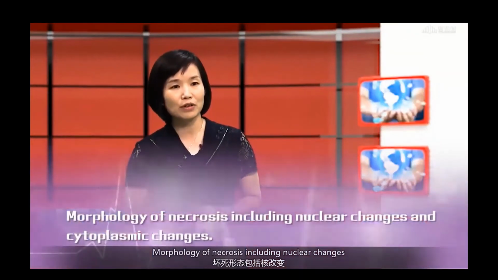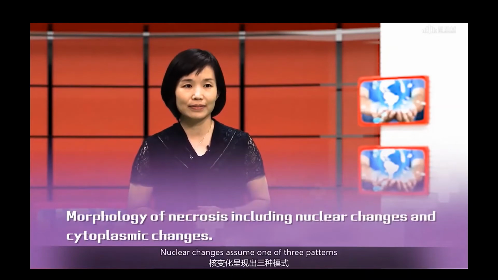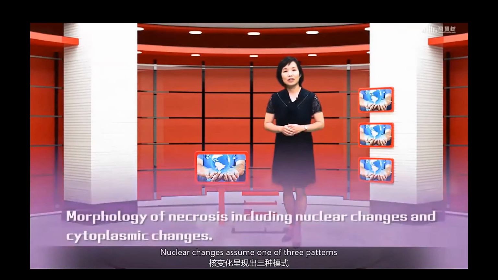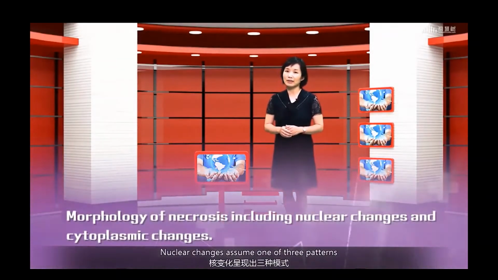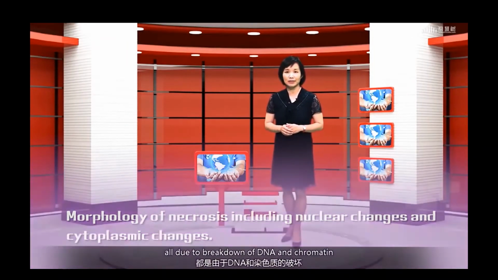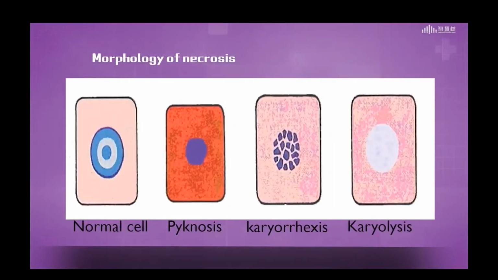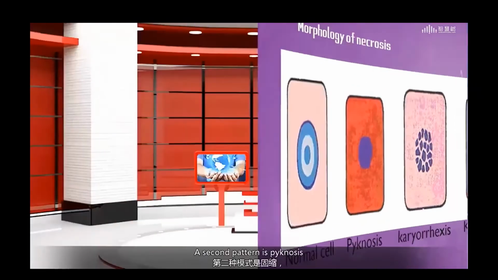Morphology of necrosis, including nuclear changes and cytoplasmic changes. Nuclear changes assume one of three patterns, all due to breakdown of DNA and chromatin. The basophilia of chromatin may fade, called karyolysis, presumably secondary to DNase activity.